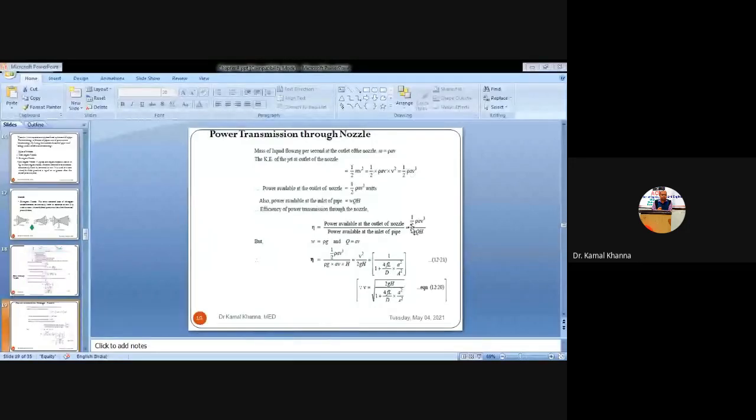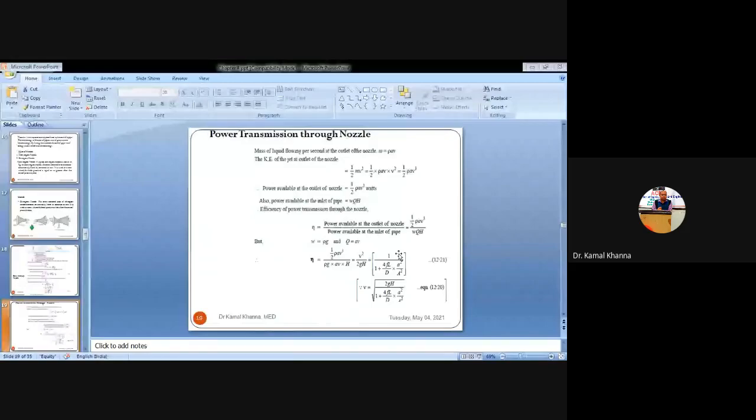You can see the cursor of the mouse. So this is half rho A V cube divided by W Q H. You can put the value of W as rho into g, that is, weight can be written as density into acceleration due to gravity, rho into g, and discharge can be written as area into velocity, that is A into V. Whenever you are rearranging it or putting the values of W and Q, you are left with this expression. Efficiency is 1 by 1 plus 4FL small a square by D into capital A square. This is the efficiency of the nozzle.